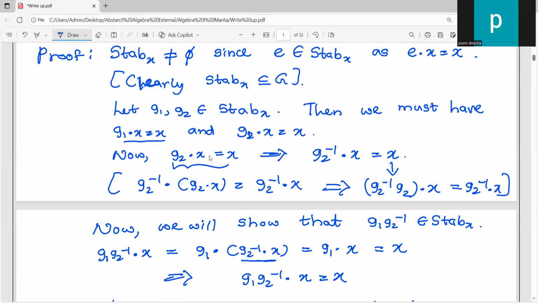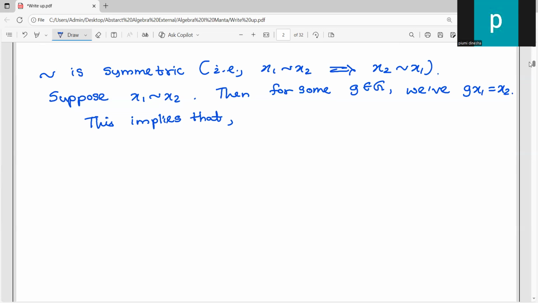When you have G2 dot x equal x, you take G2 inverse on both sides, you end up with G2 inverse dot x equals x. This is the work, right? So we do the same over here. We take G inverse dot G x1 on both sides, so that at the end we get G inverse x2, which is simply G inverse dot x2.